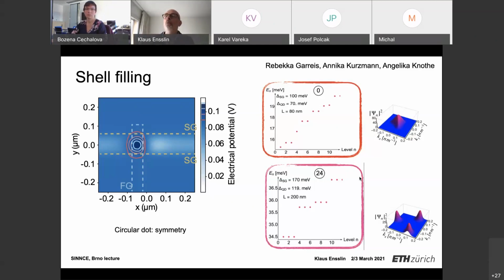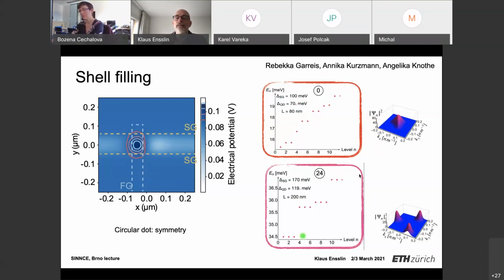And that's why you basically look at this plot over here. That's a calculation again by Angelika Knote. This is no spin degeneracy, no valley degeneracy, just calculating the orbital states. So you see that's the first state, that's the S state. Then you have 2 P states. They are degenerate. They have the same energy when you fill them. And then things get more complicated as you go up.